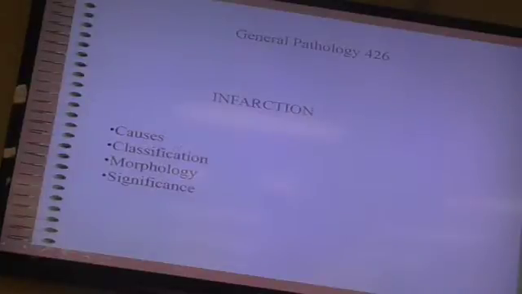How are they classified? Well, you can call them by what they look like. They can be either red or pale. And morphology is actually an extension of that. And what is the significance of them? Well, depending on where they are.